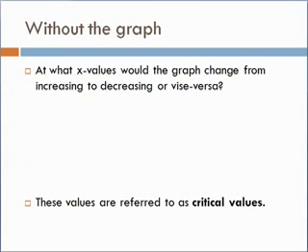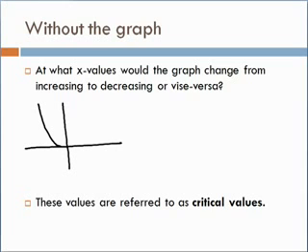So at what x values would the graph change from increasing to decreasing or vice versa? Well, let's take a look once again at y is equal to x squared. And I see that over here, from negative infinity to 0, it's a decreasing function. And from 0 to infinity, it has positive slope, so it's an increasing function. So it switches over right here.